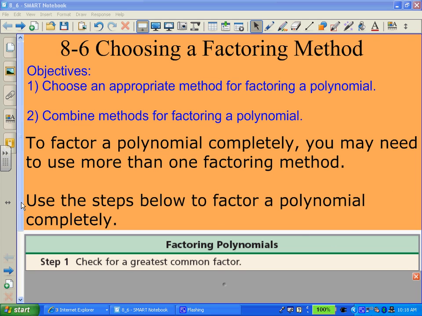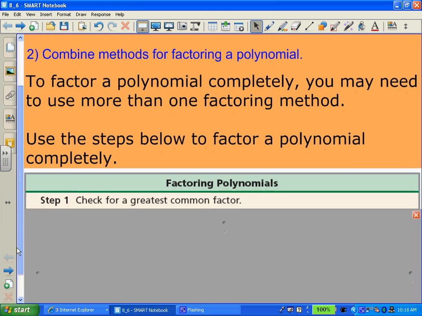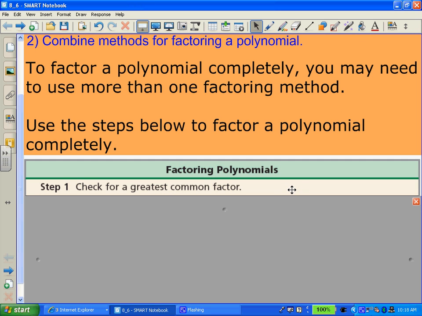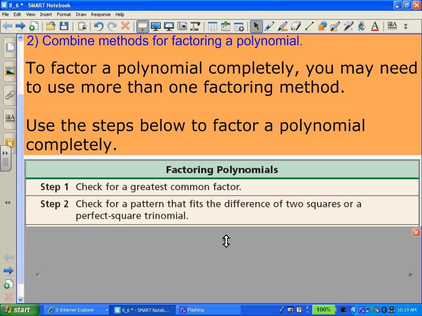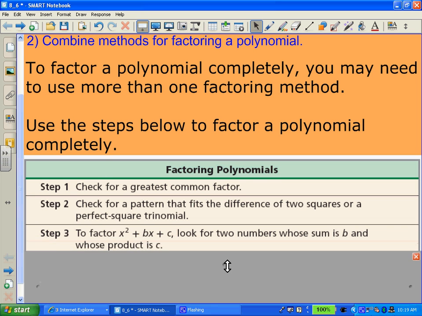The very first thing you should always do is look for a greatest common factor, and that's the first factoring method that we learned. So once you see a polynomial, look to see if there's a greatest common factor, and if there is, factor it out. Once you've done that, then you can start to look for the patterns that we talked about in 8.5. Is it a difference of two squares, or is it a perfect square trinomial? If it is one of those, those shortcuts can help you out.